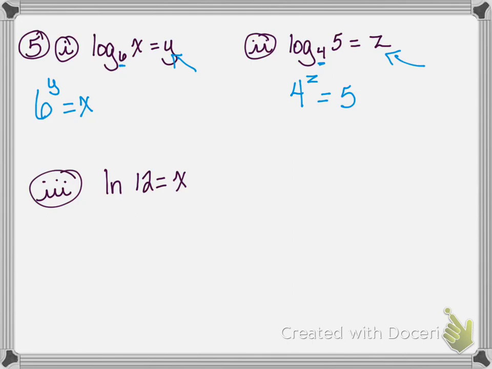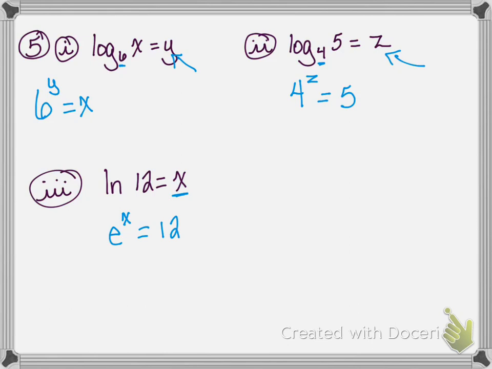So log base 4 of 5 equals z. That's 4 to the z power equals 5 when we rewrite that. The third one is a natural log. And anytime we're dealing with a natural log, our base is always e. So I have e to the x power, because this is our exponent always, equals 12. E to the x power equals 12. Okay?